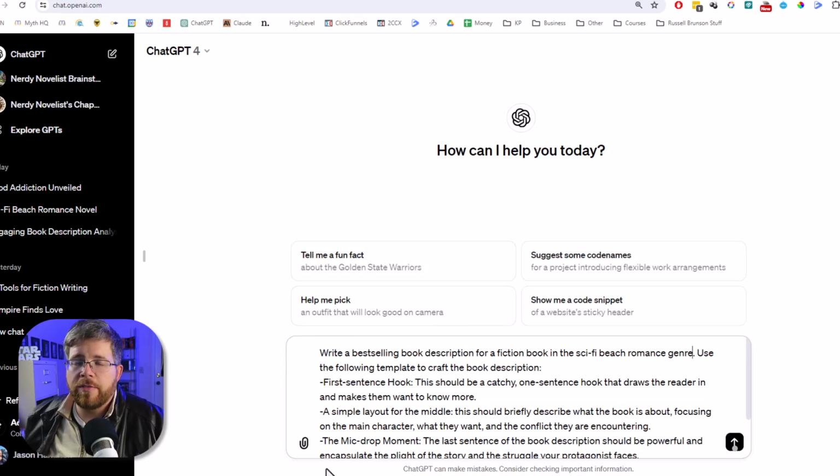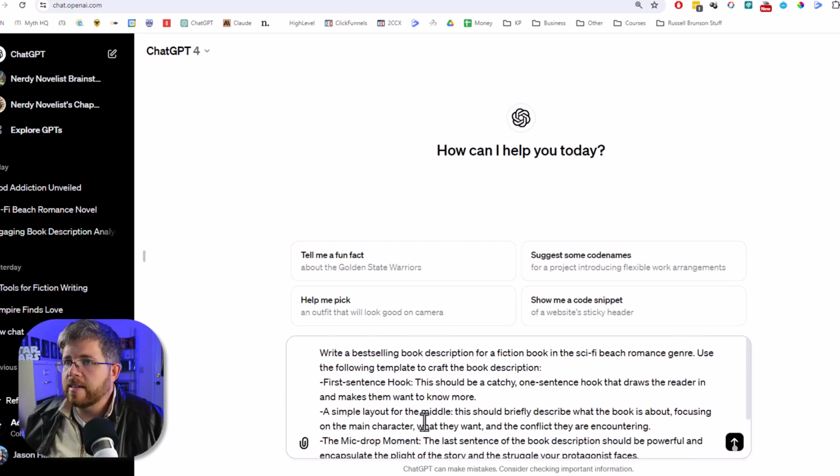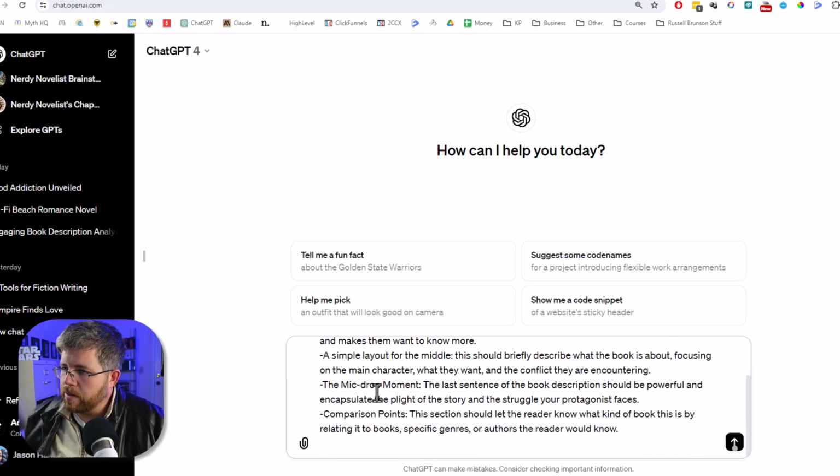Book descriptions, if you read some of the books out there about book descriptions, they have specific templates and things that make them good. And so if you can give the AI the template for a good best-selling book description, you're going to improve the quality. So first we have a first sentence hook. This should be a catchy one sentence hook that draws the reader in and makes them want to know more. A simple layout for the middle. This should briefly describe what the book is about, focusing on the main character, what they want, and the conflict they are encountering. The mic drop moment.